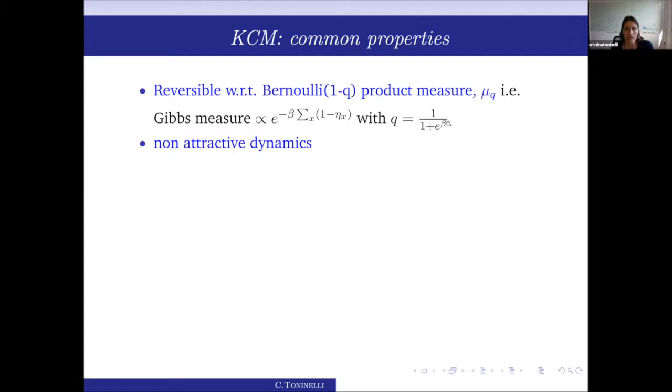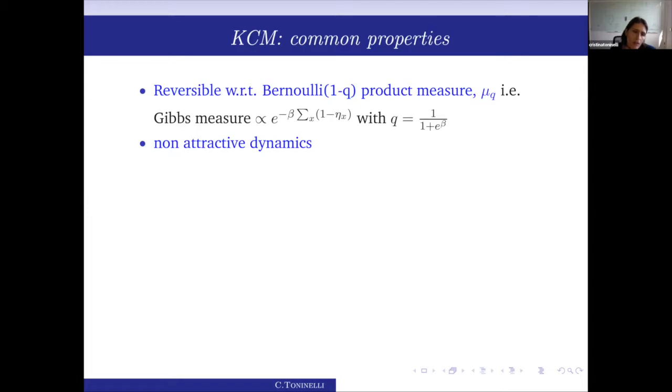A second common feature: this first feature might go in the direction of saying that these are very trivial models. The models are not trivial, but luckily the equilibrium measure is product, so it is a trivial equilibrium measure. And in fact, the dynamics was chosen on purpose in order to have a trivial equilibrium measure. We'll see in a second why.